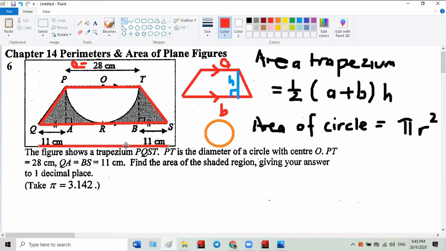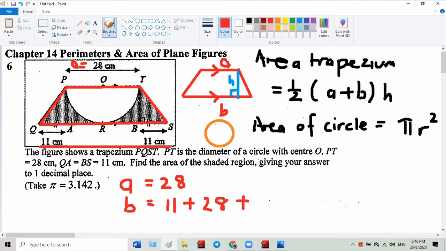It's made of 11 plus 11 plus your 28. Can you see or not? A in that case would be equal to 28. Calculator standby, and don't give me wrong calculator values. B is equal to 11 plus 28 plus 11. What is that? Okay, 50.